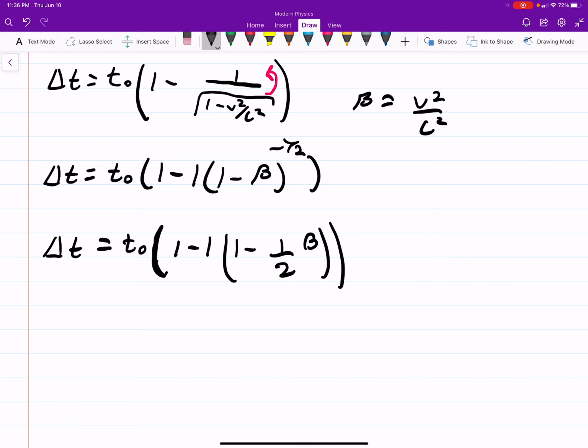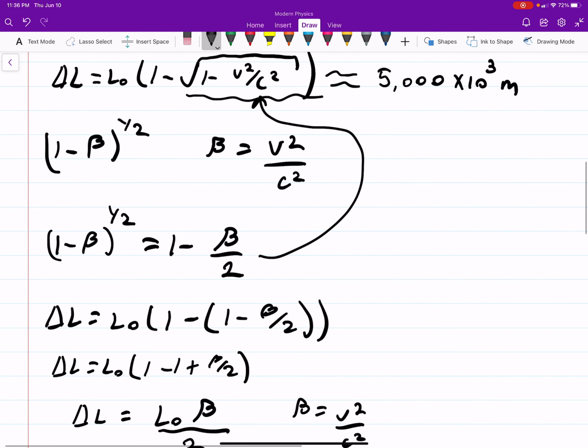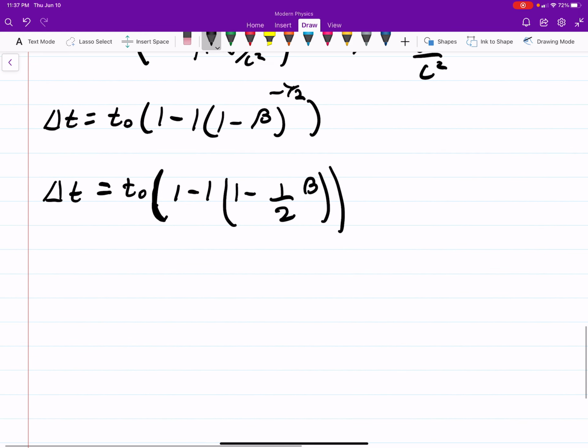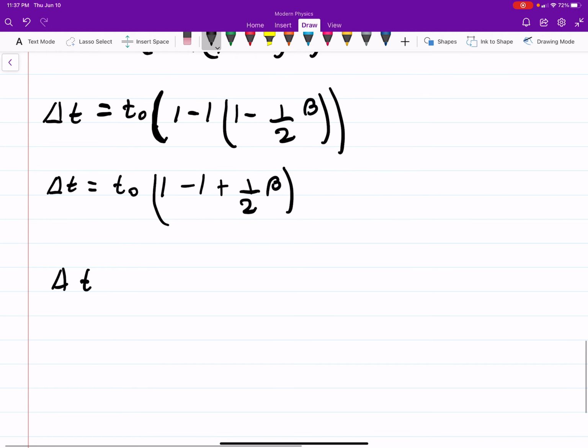It's kind of the same idea. In fact it is the exact same idea. There's just a negative instead from our Taylor series, and that's just because you're moving it up, so you have a negative in the exponent. But other than that, it's the same idea. Okay, so if we distribute that, delta t equals t naught, or I should say, distribute 1 minus 1 plus 1/2 beta. And you're going to get something very similar. Delta t is equal to t naught beta over 2, where beta is v squared over c squared.